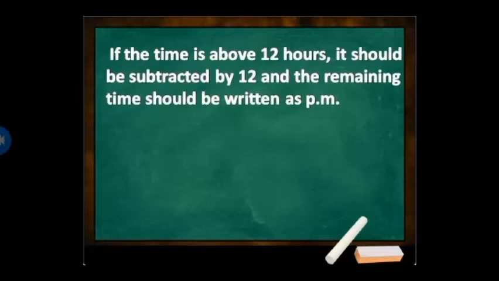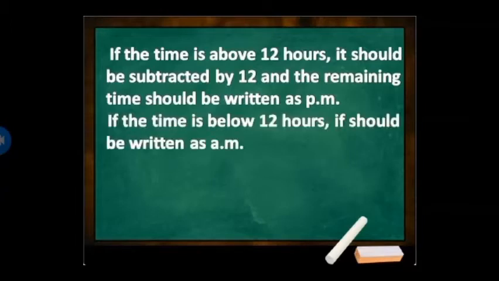Now, how to make out the railway timing and the normal 12 hours timing? If the time is above 12 o'clock, that is 13, 14, 15 hours, they say in the railway timing. So what you have to do is subtract 12 from it to get our normal timing, and the remaining time should be written as PM. Then the time below 12 hours should be written as AM.